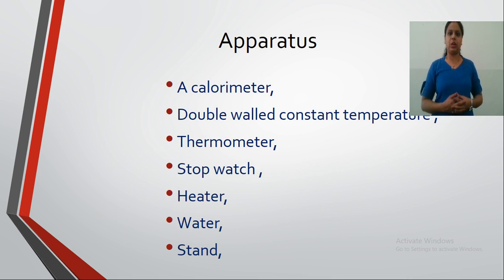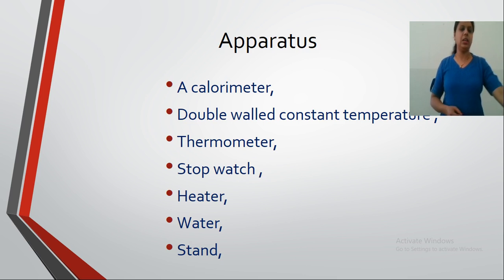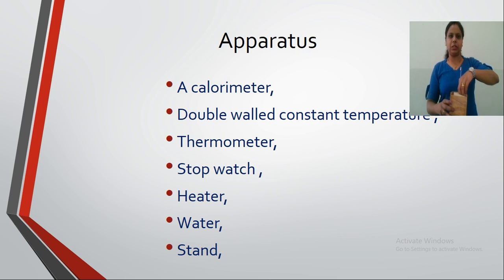Let's see the apparatus we are going to use in this experiment. One calorimeter we will need. A calorimeter is nothing but a double walled insulated box. It is made of wood. This is the simple arrangement of the calorimeter. Inside this calorimeter we'll put one insulated material, so that the inside heat will not go outside. This is the insulation for the system from the surroundings. So this is the insulated double walled calorimeter.